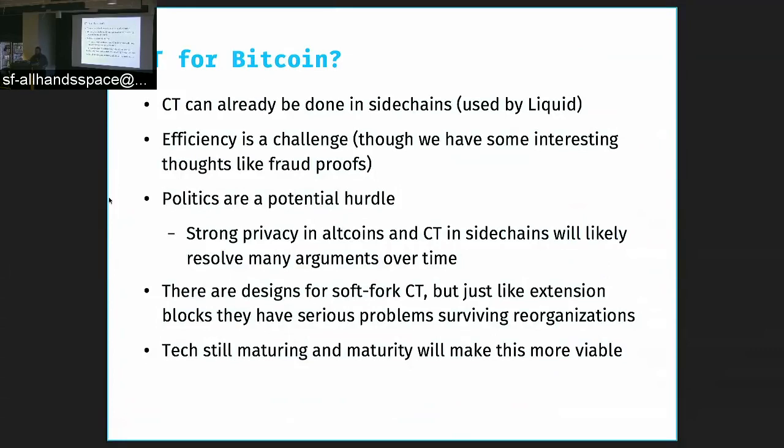There are designs for doing a soft fork CT, so deploying it in a backwards compatible manner. But right now, they have some severe limitations. In particular, if the chain reorganizes when coins have been moved out of CT back into non-CT transactions, the transactions around that reorganization won't survive. So imagine you move some coins out of CT, you basically have to have a protocol rule that you can't spend those coins for like 100 blocks after they've been moved out of CT.